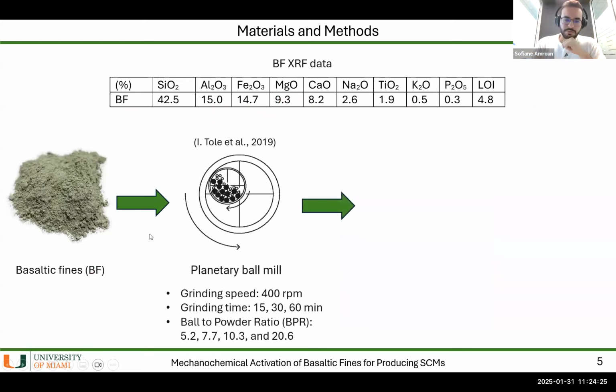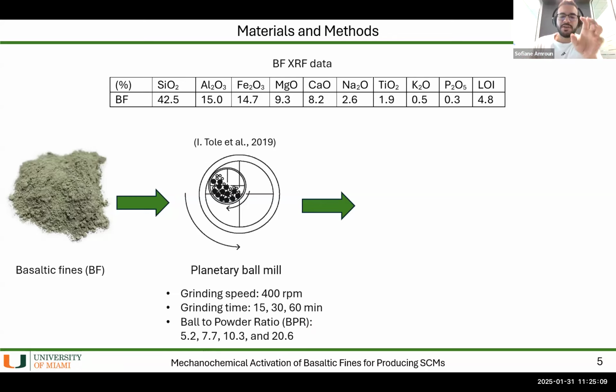I put it in the planetary ball mill. The grinding speed, 400 RPM, I didn't change. I changed the grinding time: 15 minutes, 30 minutes, and 60 minutes. I also changed the ball powder ratio, which is an important parameter that measures the weight of the balls, the grinding media, divided by the amount of powder that I put inside the jars. So I have ball powder ratios of 5.2, 7.7, 10.3, and 20.6. These came from dividing the ball weight by 30, 60, 80, and 120 grams of powder. So here we have the ratio of these weights.